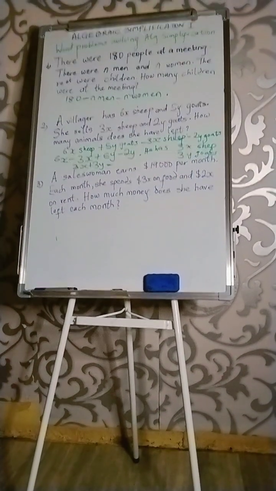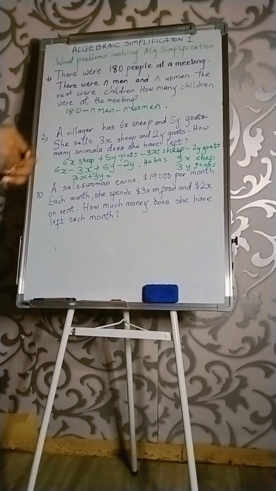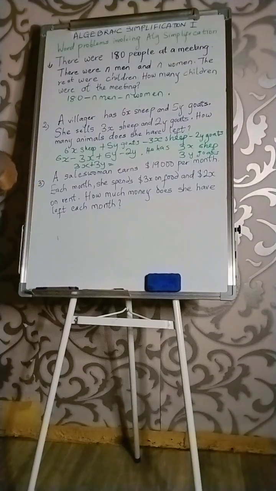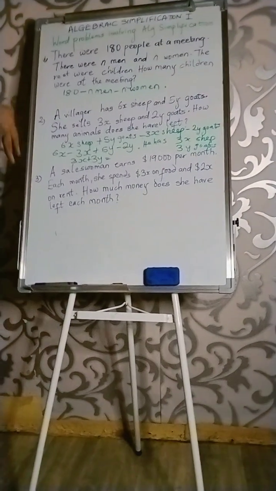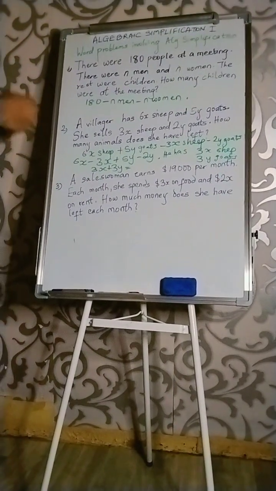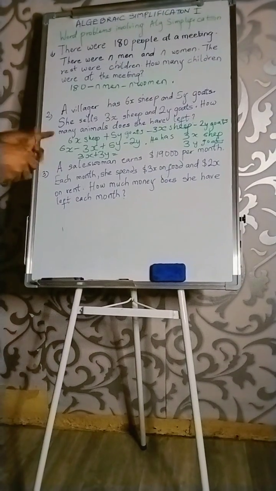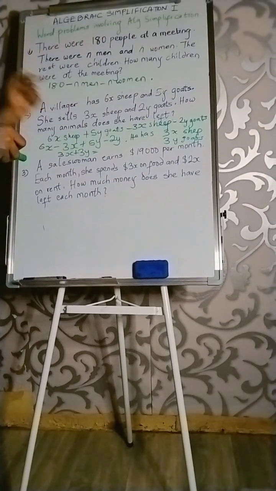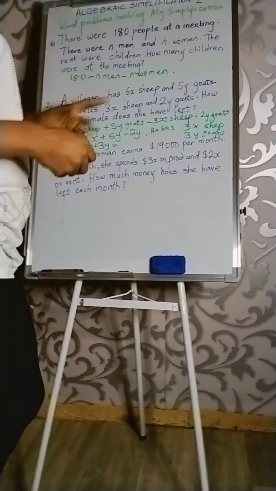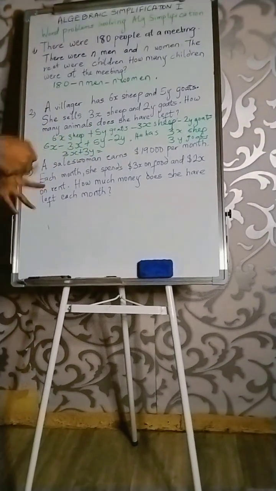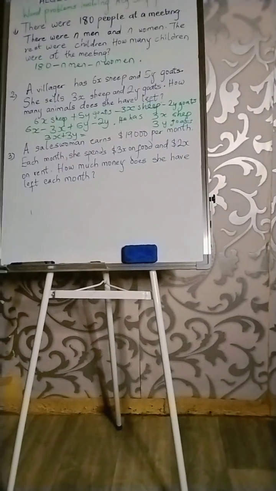So for the third one, a saleswoman earns $19,000 per month. Each month, she spends $3x on food and $2x on rent. How much does she have left each month? I read again. A saleswoman earns $19,000 per month. Each month, she spends $3x on food and $2x on rent. How much money does she have left each month?